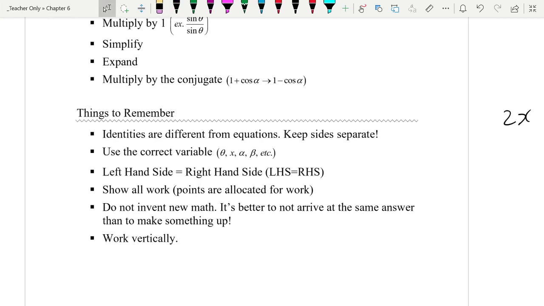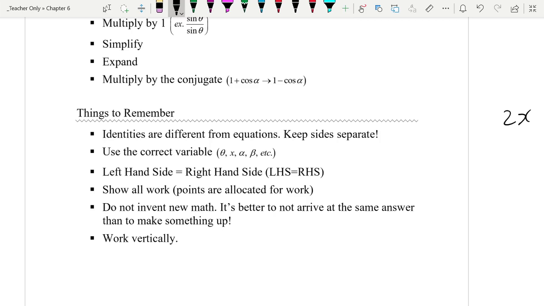Don't forget to use the correct variable. We've already had examples that had theta and examples that had x. They make me take off half a mark if you suddenly, in the middle of a proof, decide to switch the variable to something new because you forgot that you weren't using theta or you weren't using x.